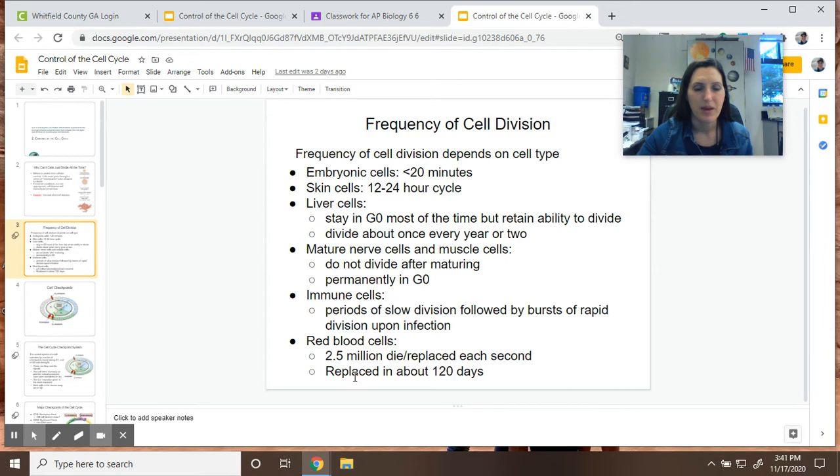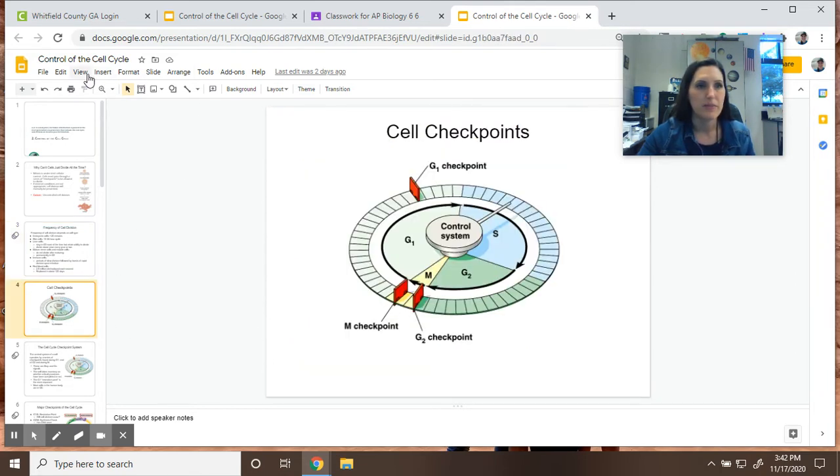There we go. Okay. 2.5 million die and are replaced each second. Your whole blood gets replaced about every 120 days, which I found so fascinating to think about. A red blood cell, when it bursts or undergoes apoptosis, falls apart and implodes inside, but the membrane of it stays in your bloodstream as little platelets, and that helps form scabs. So those platelets are really important to heal from a surgery or an injury, and they are part of your scab. And they're replaced every 120 days.